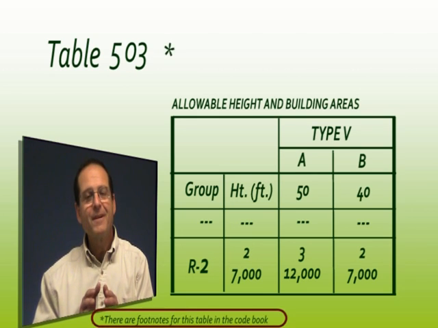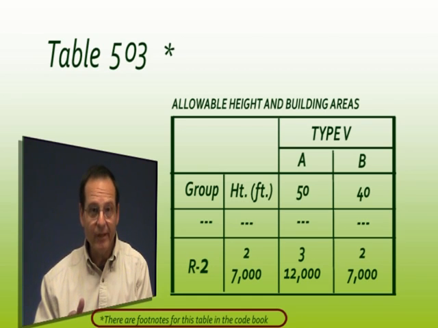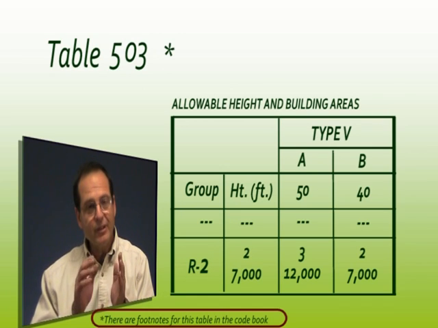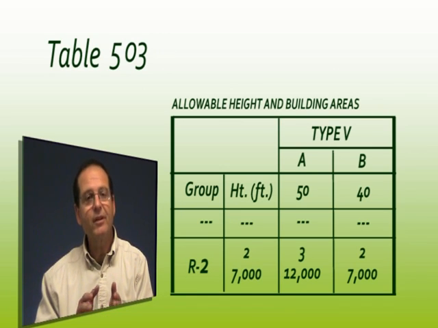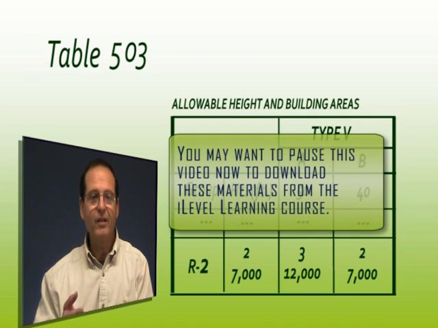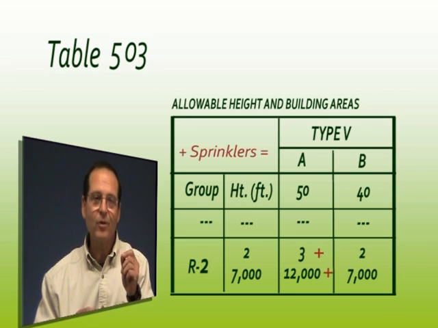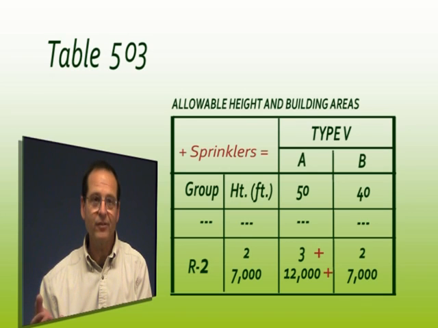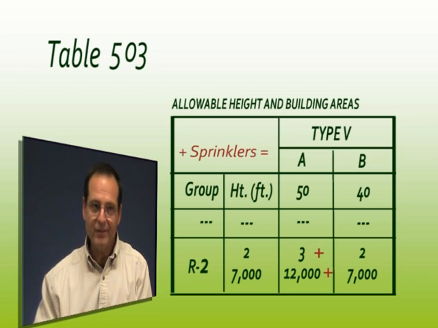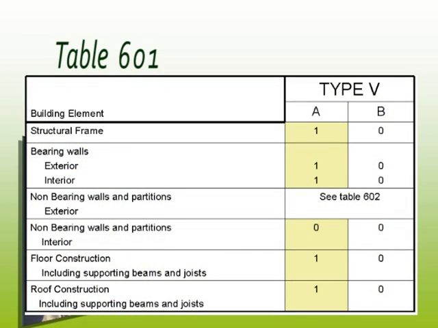Now, before we jump to the next piece of this, though, I will mention that there's some footnotes with all these graphs and tables inside the code, which are incredibly important. You don't see them here. You can download them. We've got copies of the footnotes that are inside this course, so you can take a look at them, or obviously with your own code book. But the key piece of this that you should be aware of is the sprinkler option. It is possible to extend the stories or increase the square footage using sprinklers. In our case, we didn't have to do that. We can just use the information right out of here. The sprinklers are just a nice extra, and we'll see why.